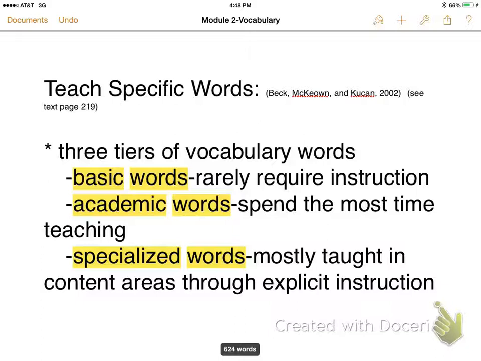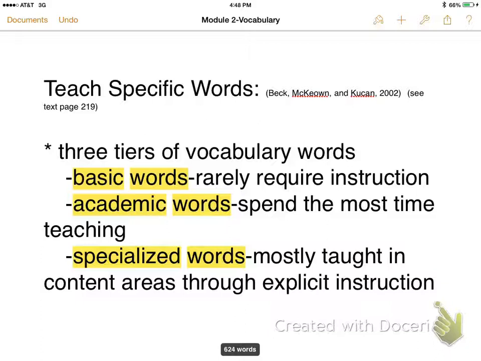So Beck came up with these 3 tiers of words that children know. There's basic words. Basic words rarely require instruction. Basic words are playground words, words that are common words. And then there's academic words. These are the kinds of words that teachers need to spend the most time teaching. These are academic words, words that their students are going to see in books and in print. So we've got to spend some time teaching them the vocabulary of these words.